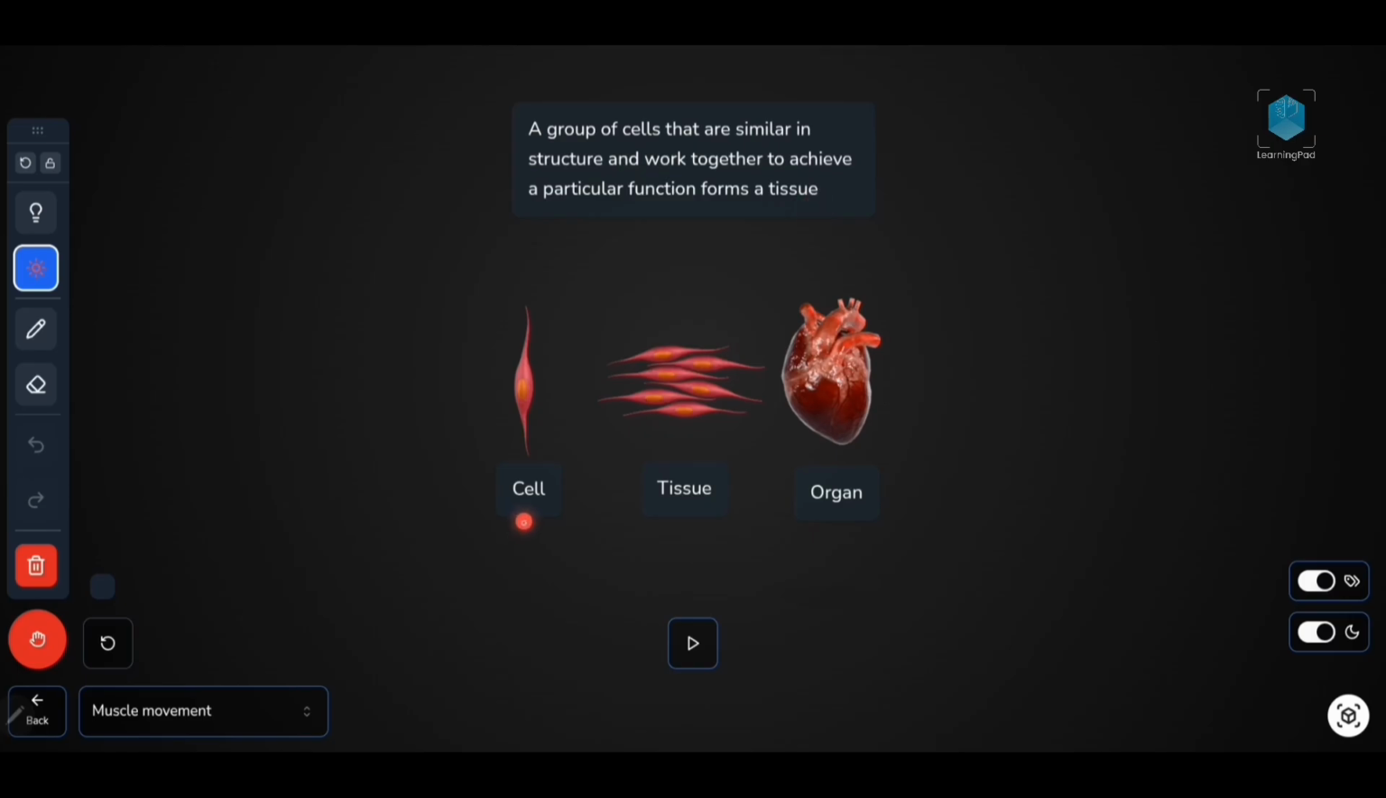So a cell divides many times to form a tissue, and that tissue forms an organ. Here the organ is the heart. It is a muscular organ which helps in pumping of blood.